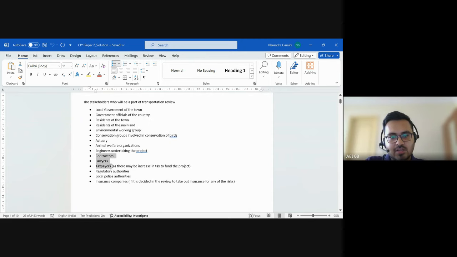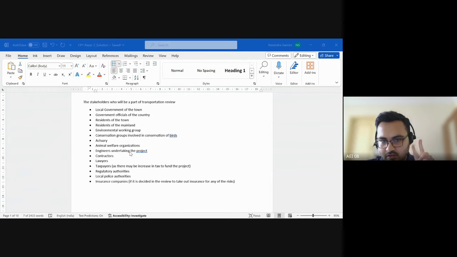Contractor, lawyer, taxpayer, regulatory authority, police authority. These are like 4 or 5 points that you can put anywhere. Contractors in this situation, but of course lawyer, taxpayer, regulators, regulatory bodies, all of these 4 or 5 points, you can put anywhere for that matter. So you have like 6-7 specific points up until now, and then you have 5 general points. You're already at 11. And of course, insurance company, which makes it 12. And then there is animal welfare organization, engineers who are undertaking that particular project. So if you just think about it, 5-6 points are there that you can put anywhere.